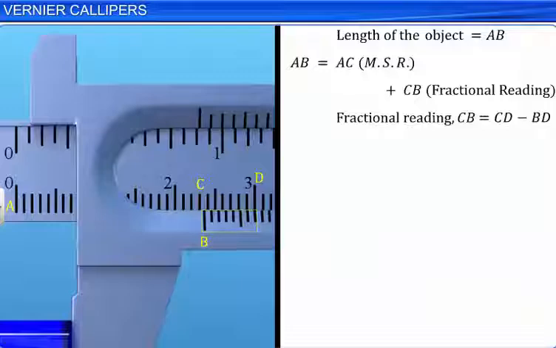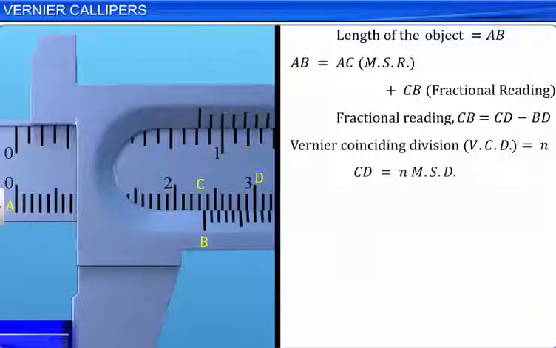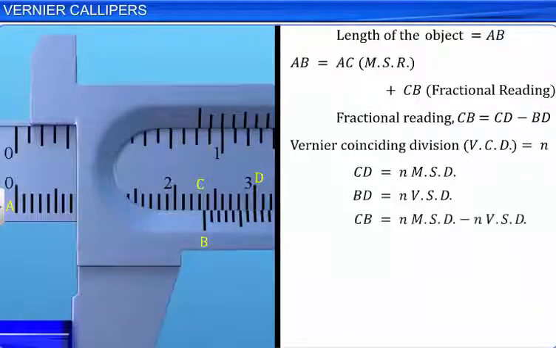Note down the number of the division on the vernier scale that exactly coincides with the definite main scale division. This division is called the vernier coinciding division, VCD. Let this be N. From the figure, CD is equal to N main scale divisions. BD is equal to N vernier scale divisions. Then, CB is equal to N main scale divisions minus N vernier scale divisions. On taking N common, CB can be written as N into 1 main scale division minus 1 vernier scale division.